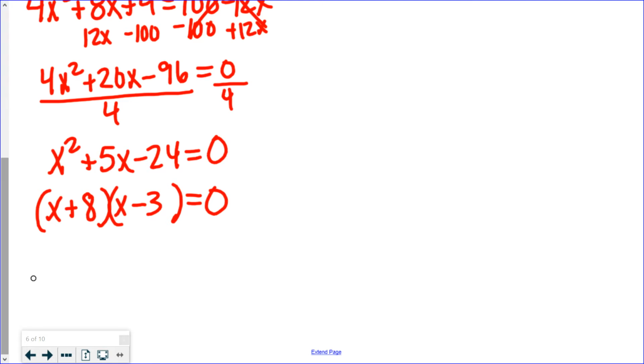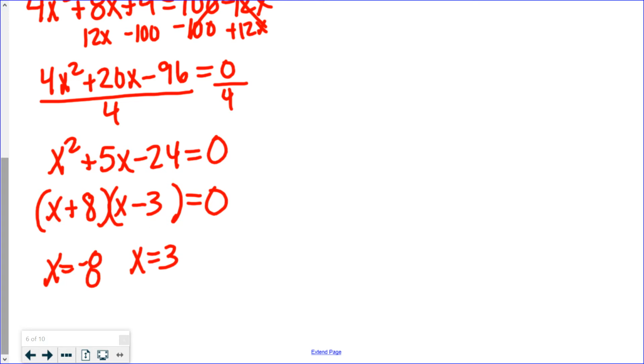x plus 8 is equal to 0, x minus 3 is equal to 0. When we solve those, x equals negative 8, x equals 3. Those are my two possible solutions. Why do I say possible solutions? Because with quadratics, with square roots, we need to double check to make sure that these solutions actually do work.